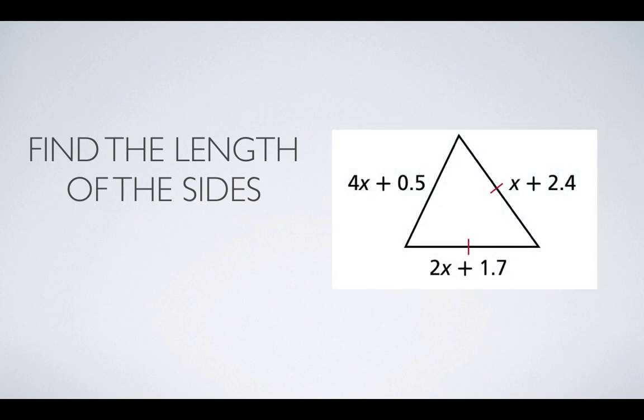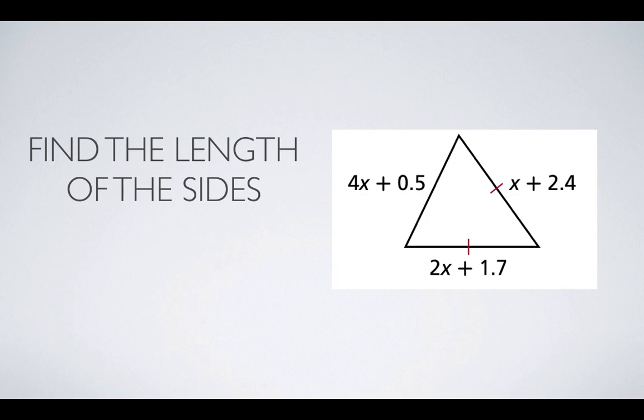We have 4x plus 0.5, x plus 2.4, and 2x plus 1.7. If we look at this equation, at first you might think, isn't there too much information? Don't I have three equations where I should only have two? And that's because one of these equations is not yet useful to us. It will become useful after we solve for x. But for now, we do not need 4x plus 0.5. That said, I'm going to keep it out there so that we can see it later.